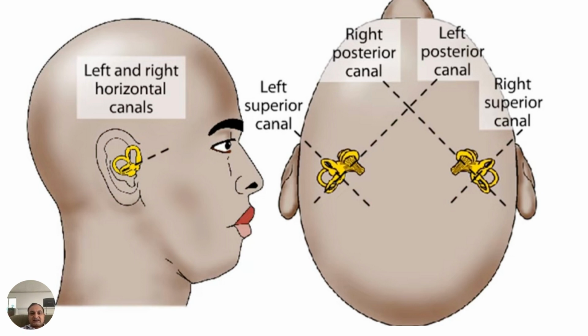The right anterior pairs with the left posterior and the left posterior pairs with the right anterior, and they work in pairs. The excitatory in the right anterior is inhibitory in the left posterior, and excitatory in the left posterior is inhibitory in the right anterior. Excitatory in the left horizontal canal is inhibitory in the right horizontal canal, and excitatory in the right horizontal canal is inhibitory in the left horizontal canal. Thus, the six canals work in pairs.